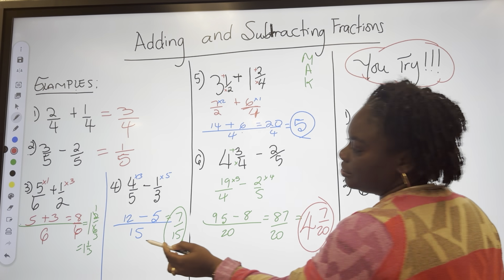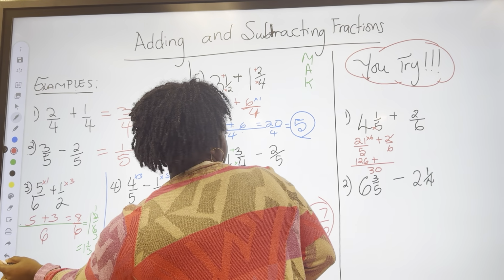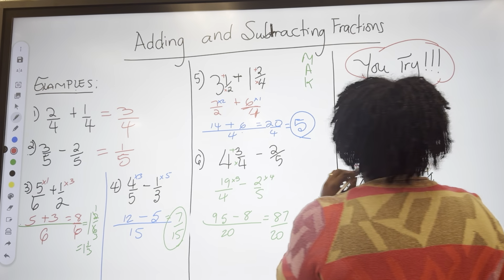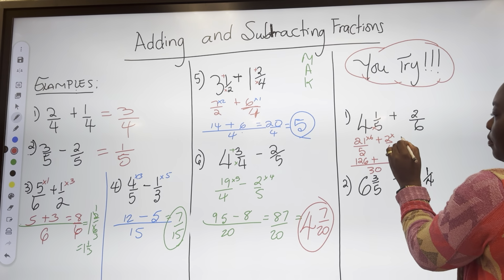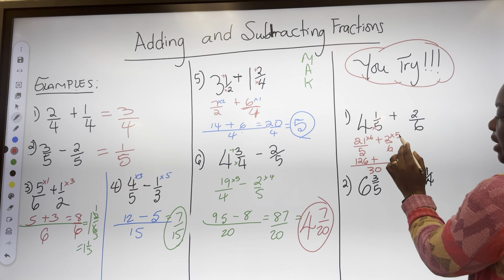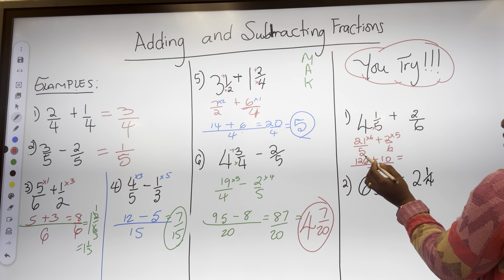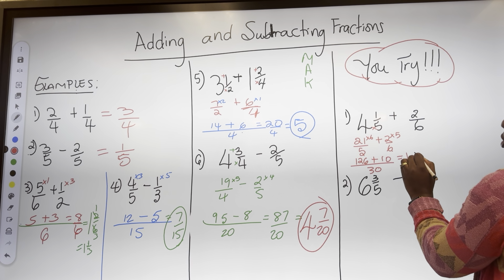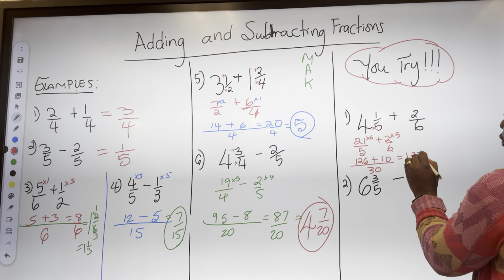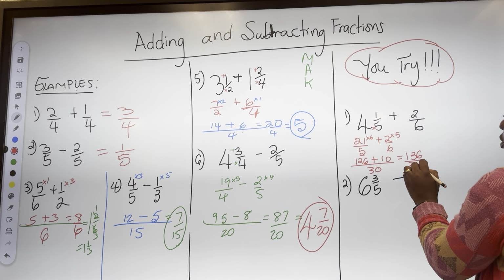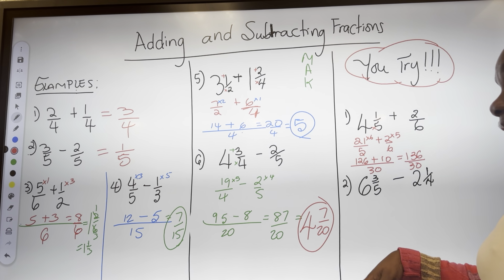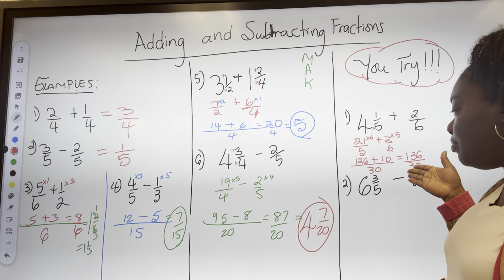Let's write that. 6 into 30, so that's 5 times 2, 10. So that's equal to 136 over 30. And you can always go ahead and simplify that because it's an improper fraction.